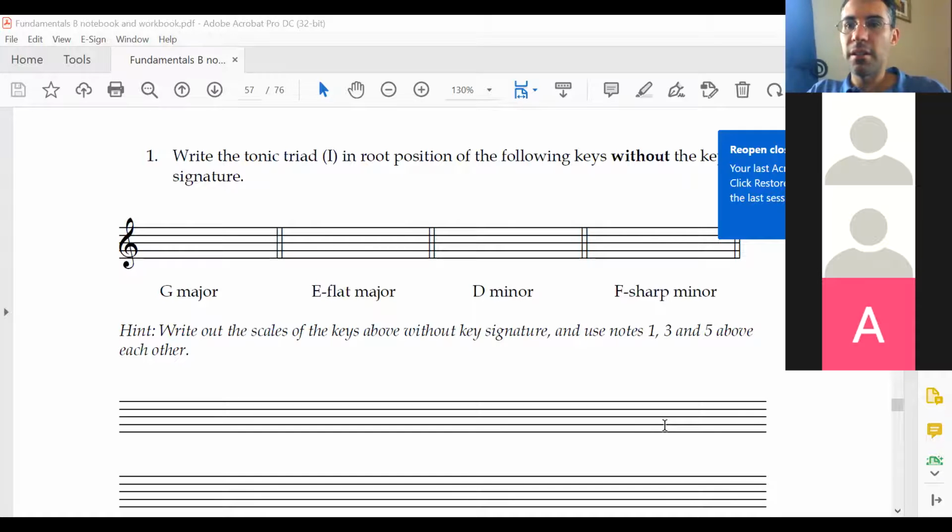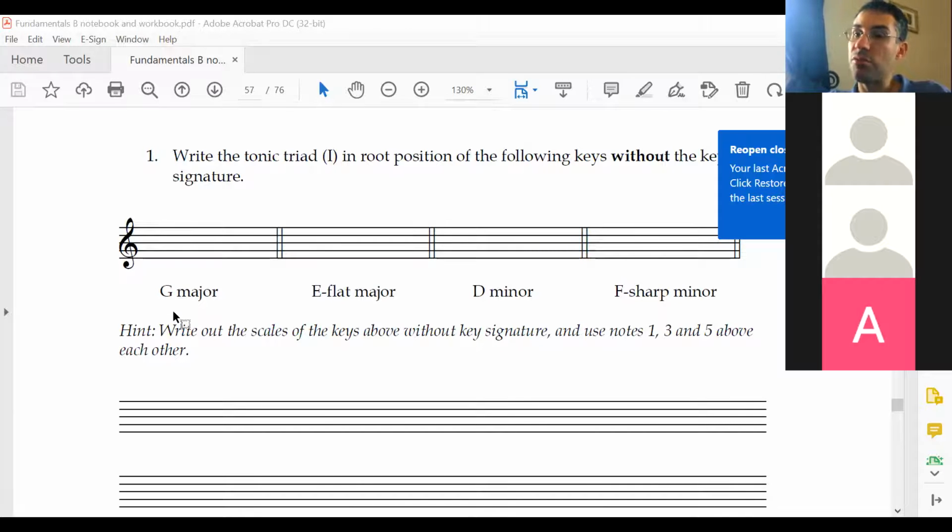Worksheet 7. I'm going to share the screen with you now. Here is question 1 from your worksheet. Can you all see it? It says here, write the tonic triad in root position, and we'll talk about root position in a minute, of the following keys without key signature. So we find G major.